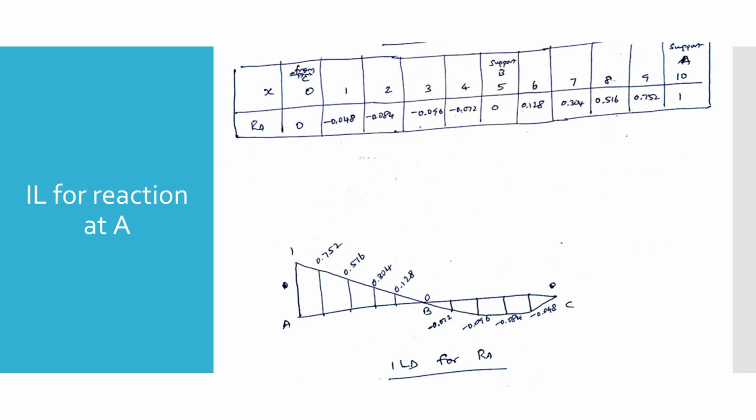Crossing into span BA, the values turn positive and rise steadily up to a maximum value of 1 directly over support A. This graphical diagram provides a powerful visual tool, indicating exactly how moving loads induce downward or upward reactions at support A.